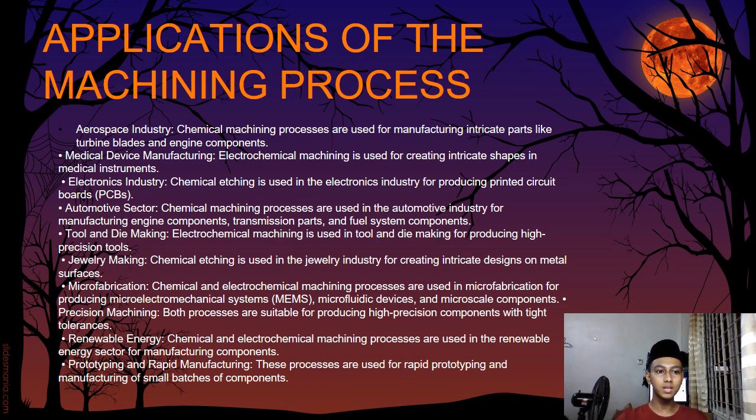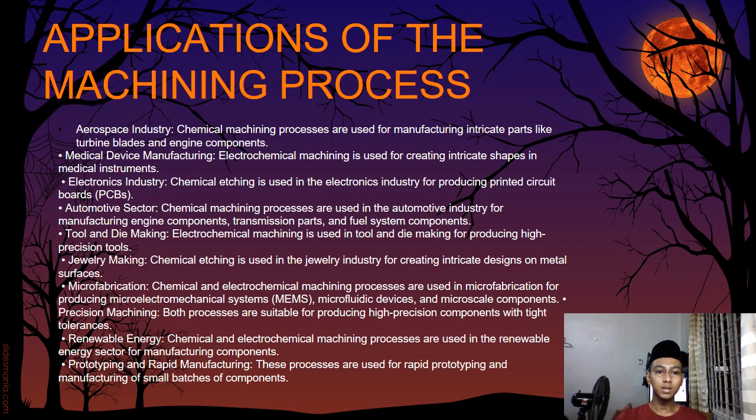Application of chemical and electrochemical processes. First, in the aerospace industry, chemical machining processes are used for manufacturing intricate parts like turbine blades and engine components. Second, medical device manufacturing. Electrochemical machining is used for creating intricate shapes in medical instruments.